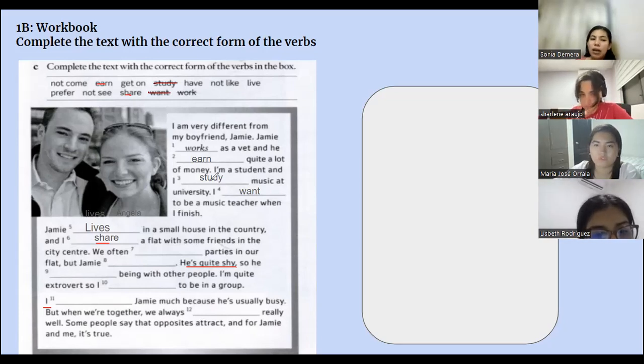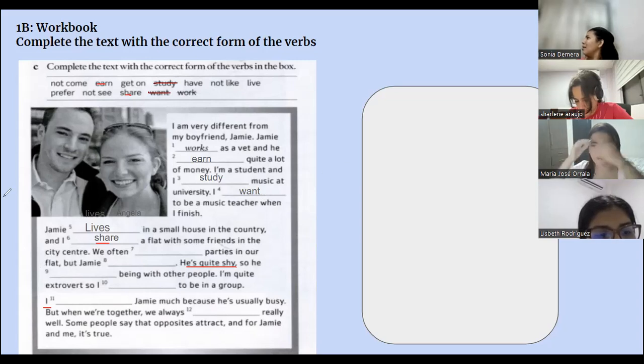Do they have a good or bad relationship? She says really well. Get on really well. Get on. They get along well, right? They have a good relationship even though they're different, right? They get on really well. Some people say that opposites attract. And for Jamie and me, it's true. According to, what was her name? It doesn't say her name, right? She's just talking about her boyfriend.